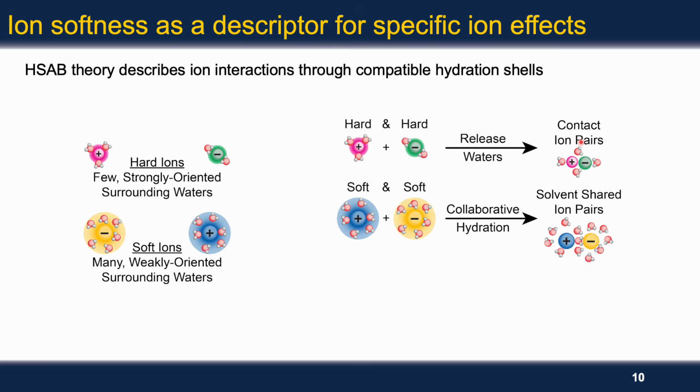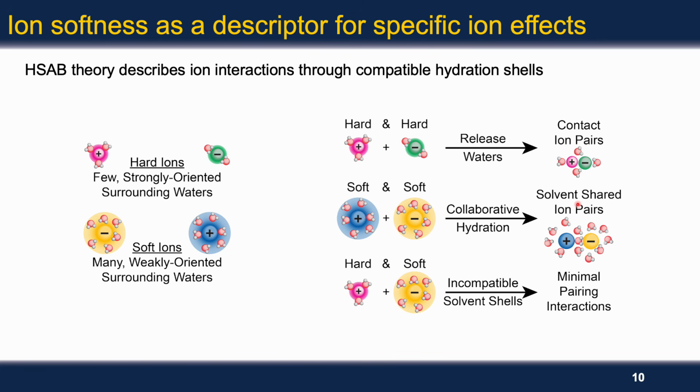When two soft ions have the opportunity to interact, they can do so through collaborative hydration, and they typically form solvent-shared ion pairs. If there's a mismatch and you have a hard ion with the soft ions, these typically will exhibit minimal pairing interactions because of their incompatible solvation shells. So in summary, in our study, we found that the cations in the cation selective membranes tend to undergo these hard interactions and sometimes form contact ion pairs, whereas the anions in the anion exchange membrane undergo soft interactions, which can lead to solvent-shared ion pairs and more restricted hydration within the membrane due to this collaborative hydration.